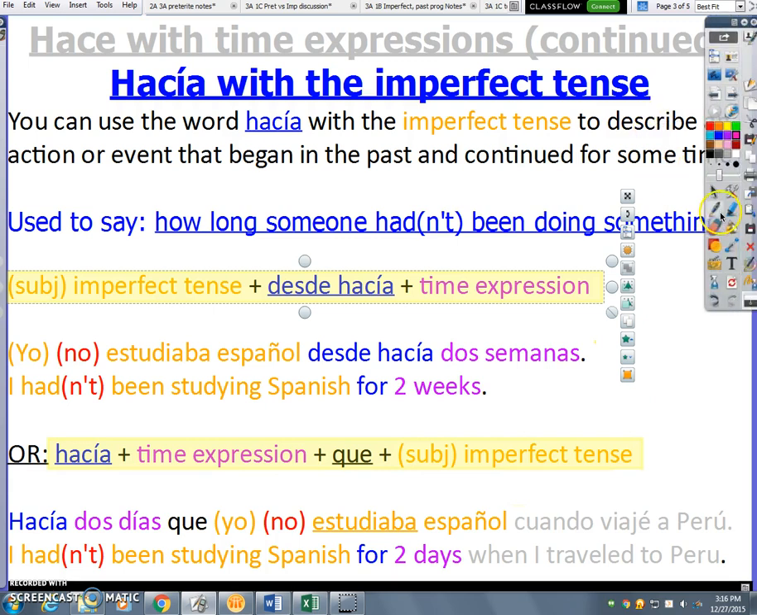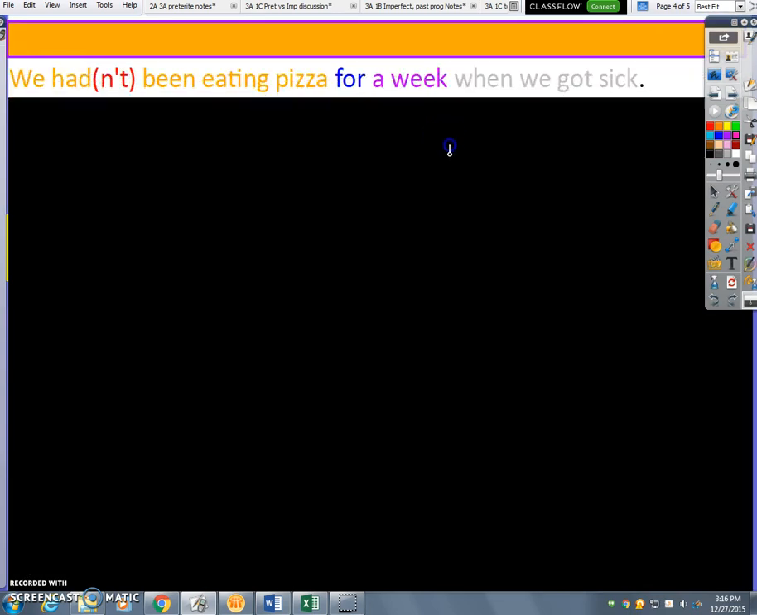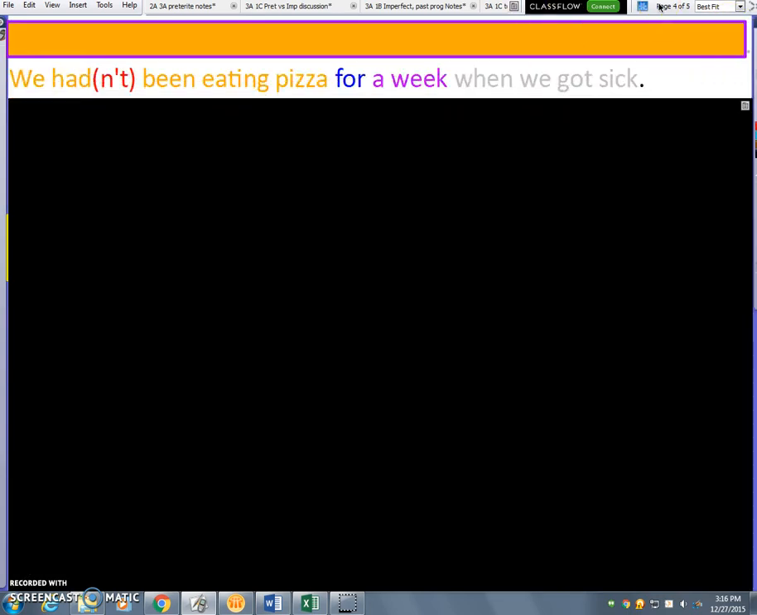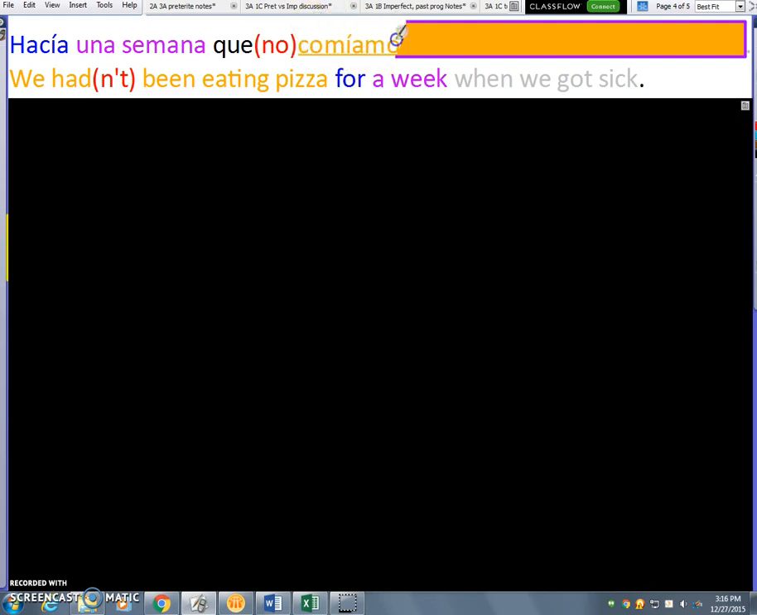Let's try another example. If I wanted to say we hadn't been eating pizza for a week when we got sick, or we had been eating pizza for a week when we got sick, this is what we could do. We could start with hacía. Remember, it's hacía time K. And a week would be una semana. K. Then if I want no, that's where it's going to go. And what's my imperfect form of comer for we? If you said comíamos, you're on the right track. And pizza. And when we got sick, that is a thing that happened, got sick. So we would need the preterite of the verb to get sick, which is enfermarse. So if you said cuando nos enfermamos, you were correct again.